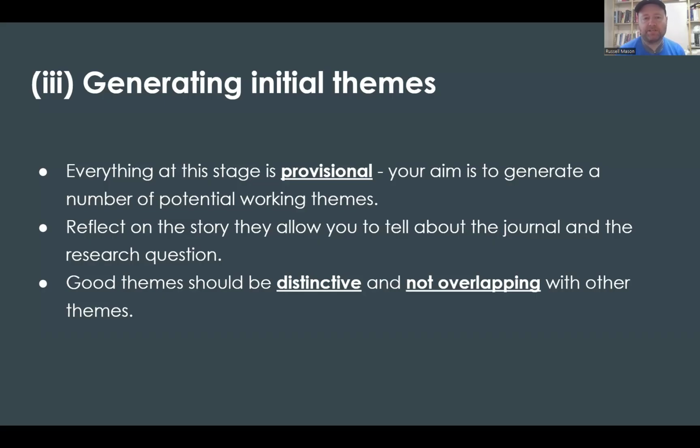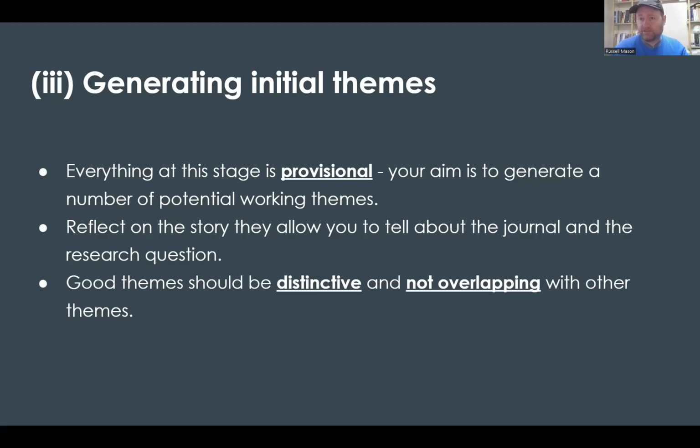Finally, on this PowerPoint, good themes should be distinctive and not overlapping with other themes. So start to think about this as well. Try to look at the different codes you have from the previous stage. And when you're making those codes into these themes, when you're generating these themes, try to make sure that the themes are distinctive.